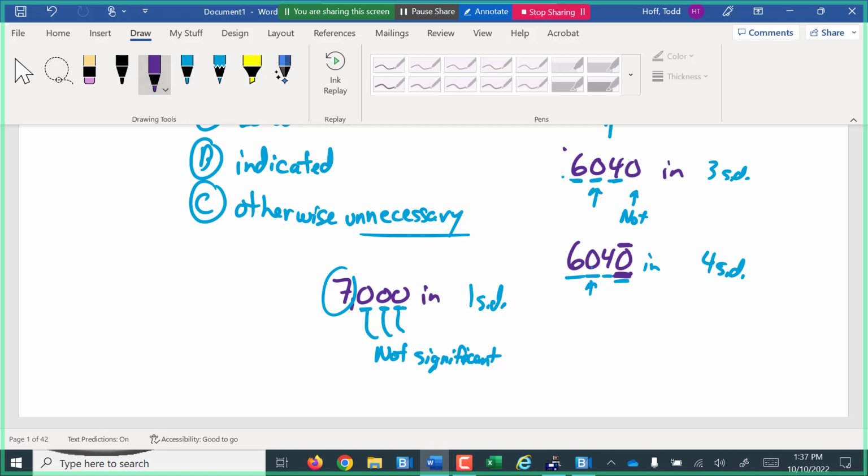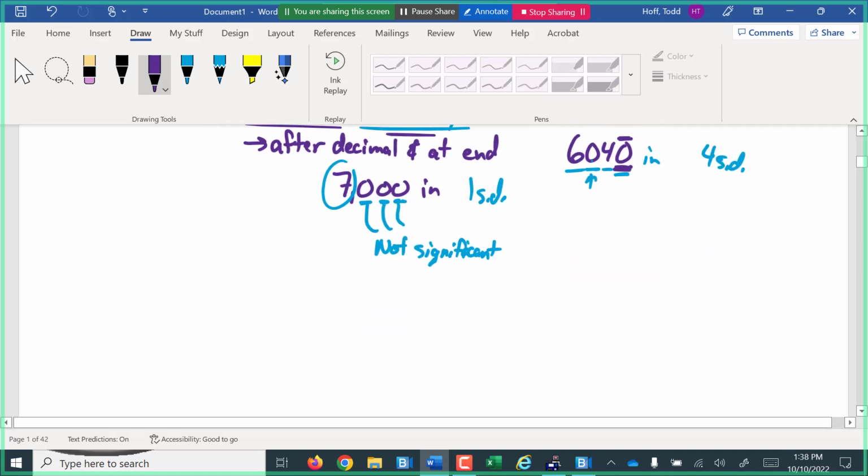So when would they be unnecessary? Well, otherwise unnecessary, there's only really one situation where that happens. It has to meet both of these qualifications. It has to be after the decimal and at the end of a number. So what does that mean?